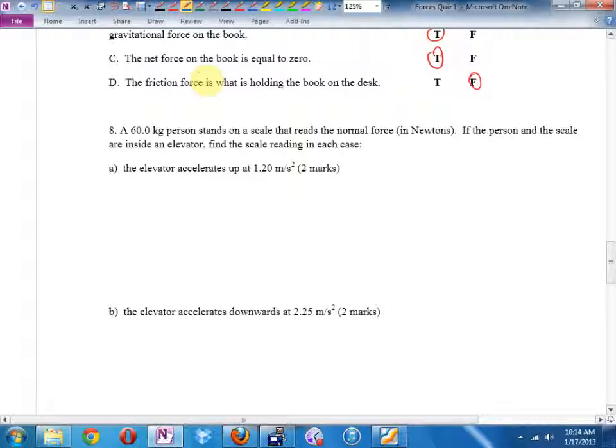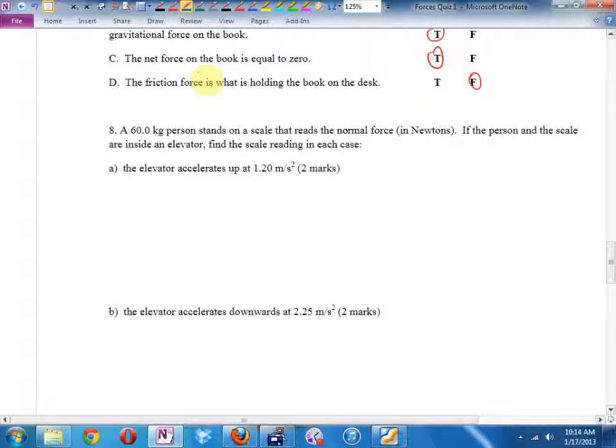Elevator. I like elevator questions. You're going to have 2 or 3 on your test. I guarantee it. Okay? How do you do this? Well, I read it. A 60-kilogram person stands on a scale that reads the normal force. If the person and the scale are inside the elevator, find the scale reading.